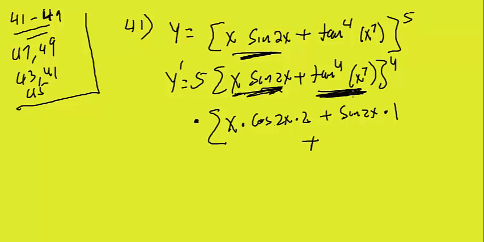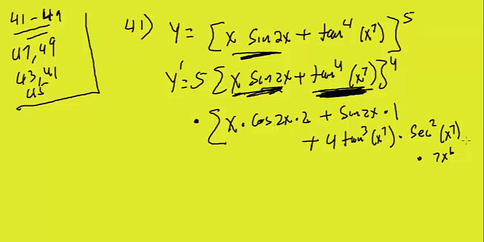What's my outside function there? 4. 4 times tangent to the 3rd of x to the 7th. Times. What's my next inside function? Tangent. So derivative of tangent is secant squared of x to the 7th times the innermost function, that'll be 7x to the 6th. Okay, closing the brackets.